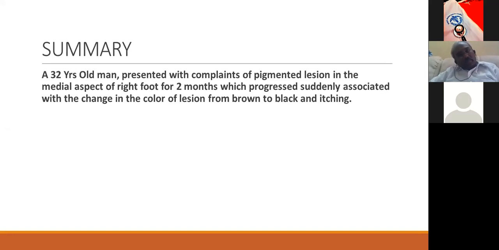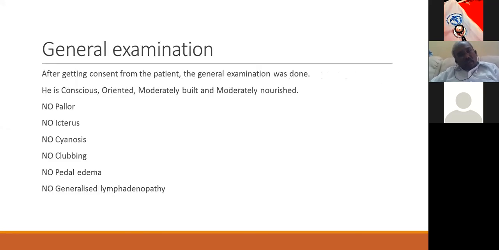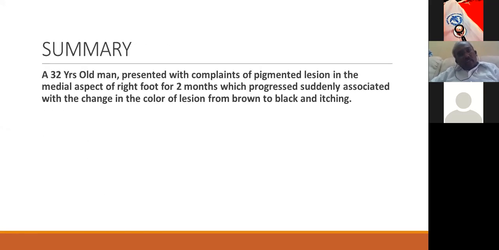Summary: a 32-year-old male patient presented with complaints of pigmentation below the medial malleolus of the right foot for the past 2 months, which progressed suddenly, and it is associated with a change in color of the lesion from brown to black and also with itching.